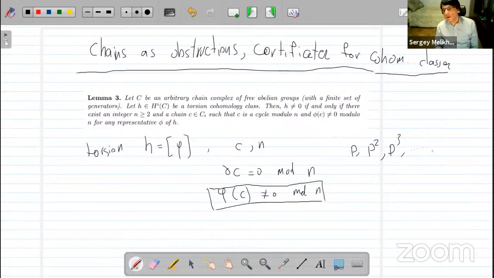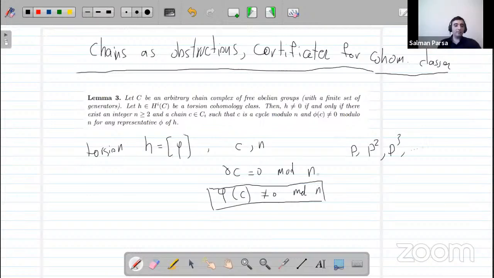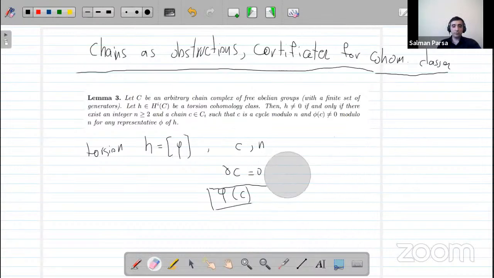Sorry, but I don't understand why it is true if H is torsion. How do you prove this lemma when H is torsion, like the Van Kampen obstruction? Yeah, so I will give an example instead of proving it, which I think is more useful.